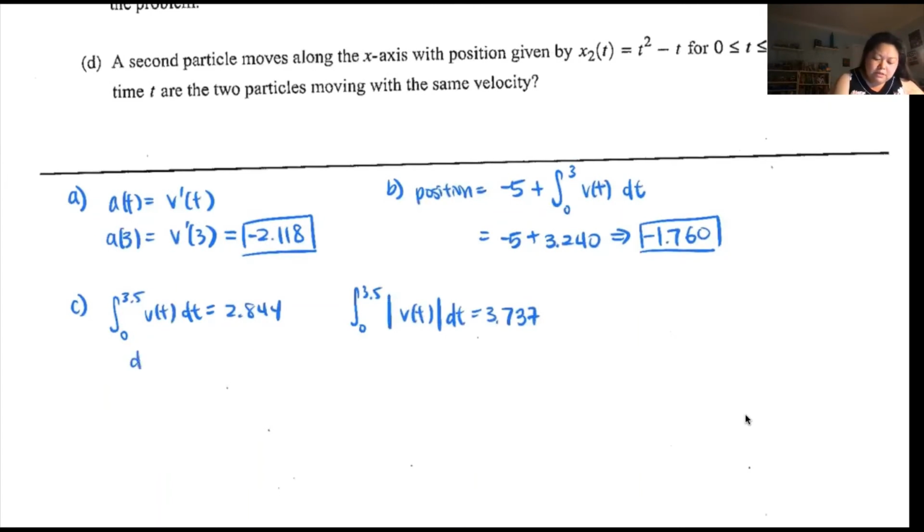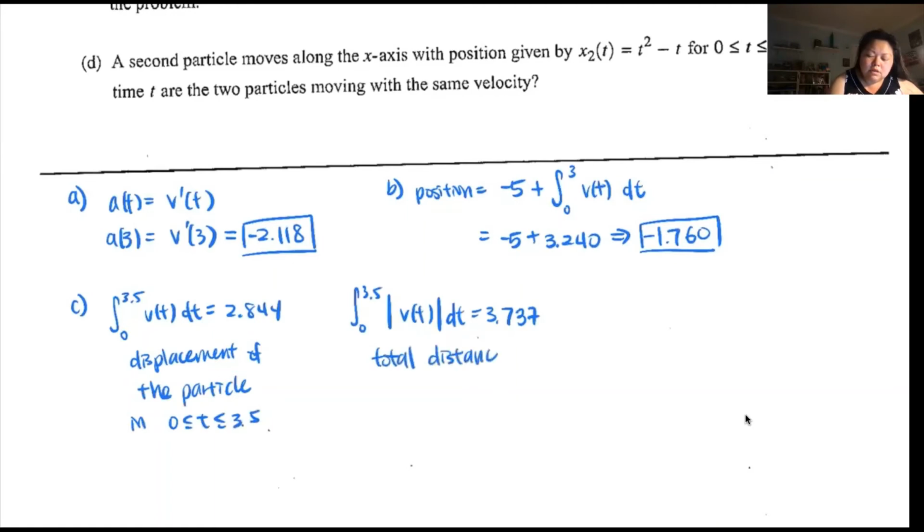Well, this is displacement of the particle in the interval of 0 to 3.5 seconds. This is the total distance traveled by the particle in this interval between 0 to 3.5 seconds. So that's the difference between those two, right? So remember, the absolute value makes all the areas positive. So that's why this is a total distance instead of just displacement, because it doesn't cancel out.